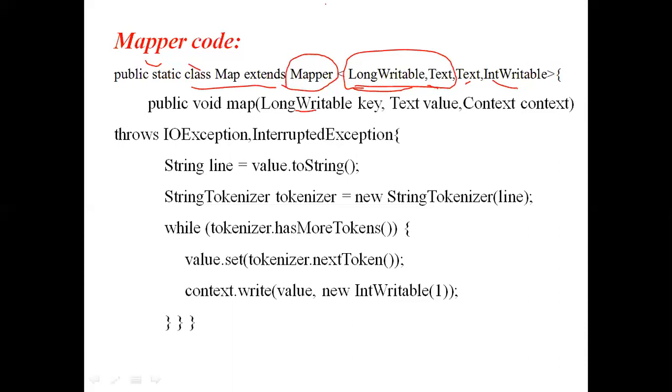Key is integer, value is text. And when we come to the output of the mapper class, key is text, value is integer number. Both are reversing. Okay, I will show you in the example. Now, inside this map class, I am taking a method called map.